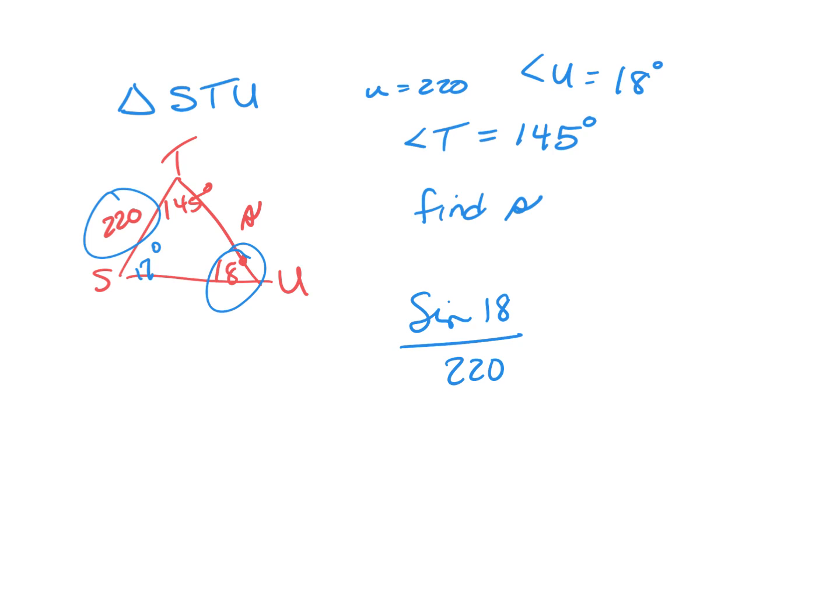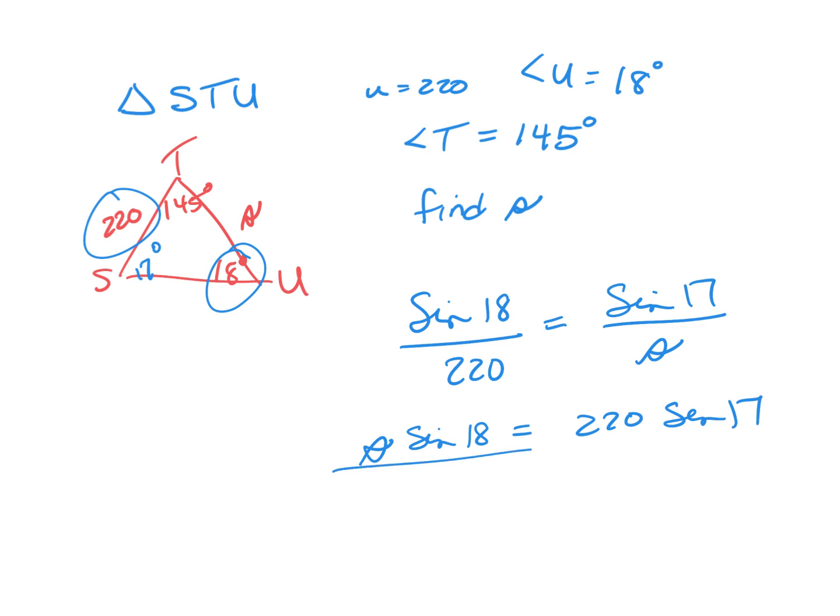Everybody got that? I only had a full fraction, and I didn't have any of the S's, but I had a way to find it. So if you're given two of the angles and you need the other angle, you just find it by subtracting. So this is going to be equal to sine of 17 over little s. Okay? Now can you find me little s? You cross multiply. S sine of 18 equals 220 sine of 17. You divide by sine of 18. And tell me to the nearest tenth. They want it to one decimal place.